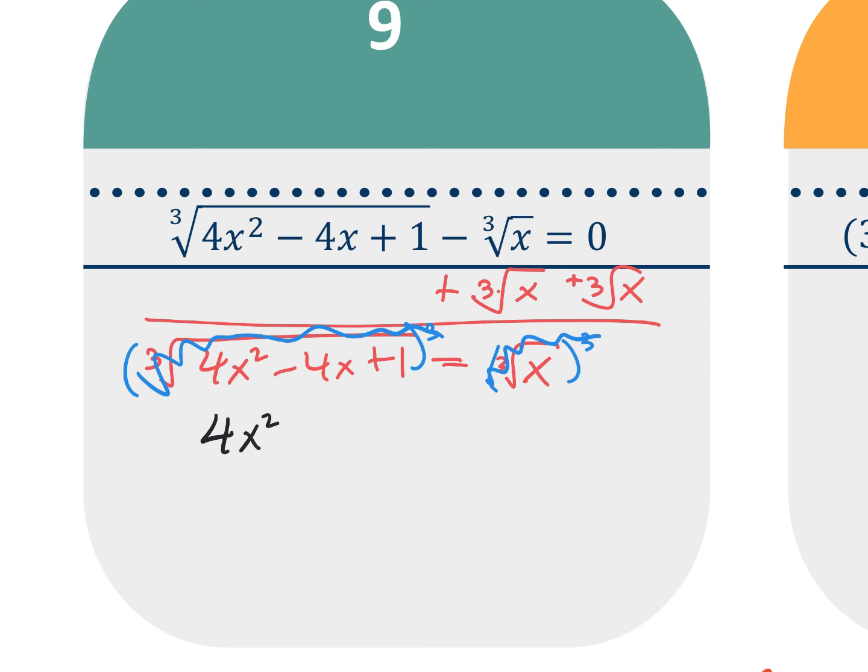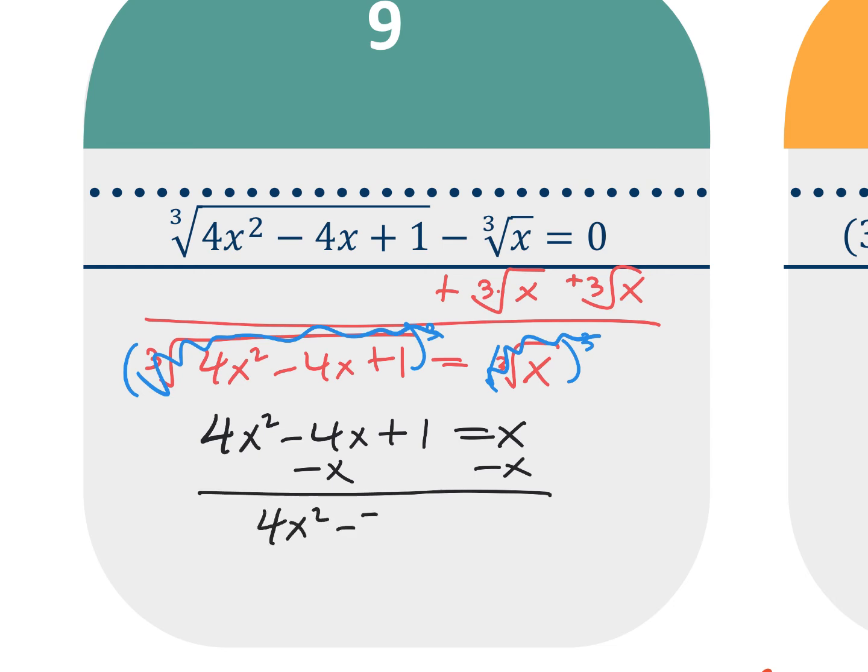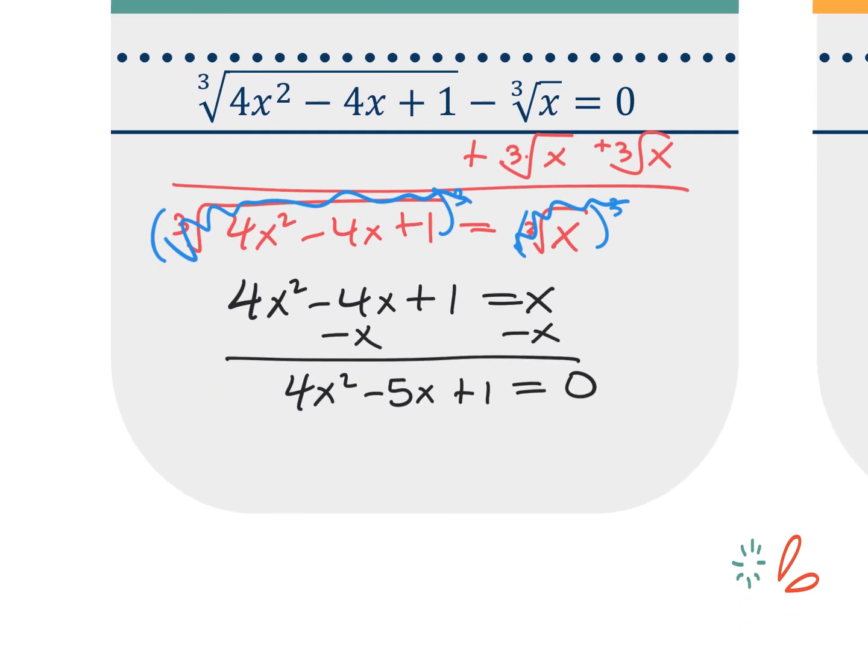So 4x squared minus 4x plus 1 equals x. I need to set it equal to 0. So I'm going to move the x to the other side. 4x squared minus 5x plus 1 equals 0. I need to factor this thing.